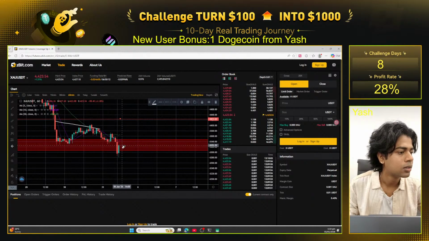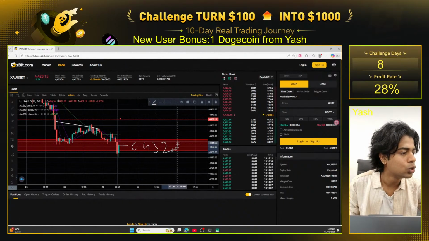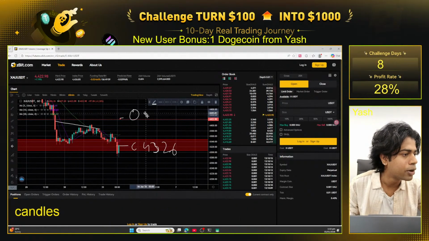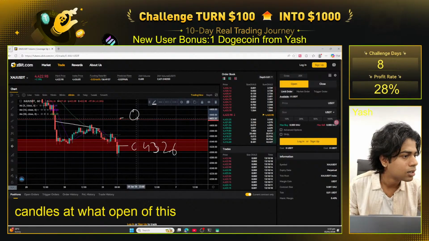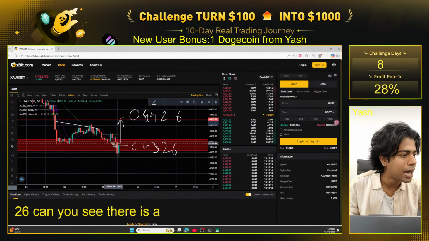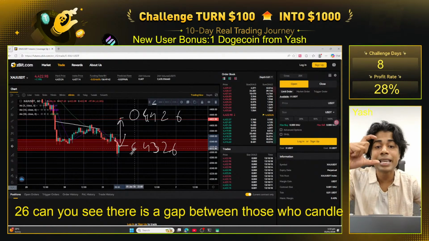Can you see this candle closed at 4326? This is the closing of this candle, but the open of this candle is at what? The open of this candle is 4426. Can you see there is a gap between those two candles? Yes, there is a gap between them.